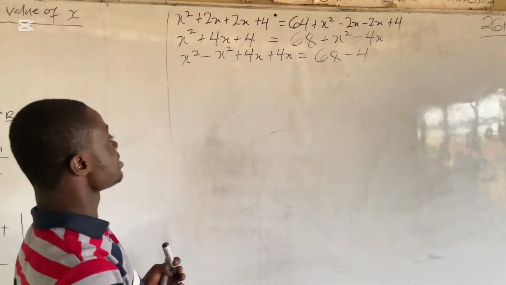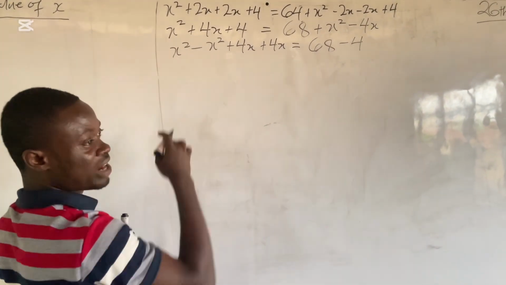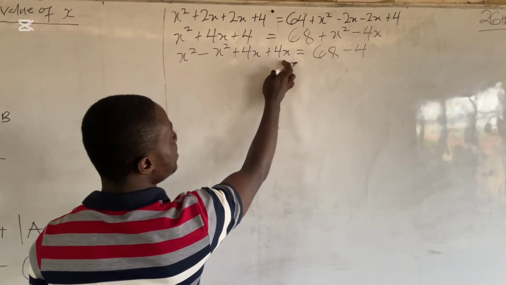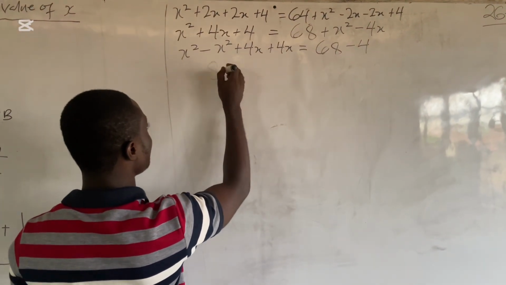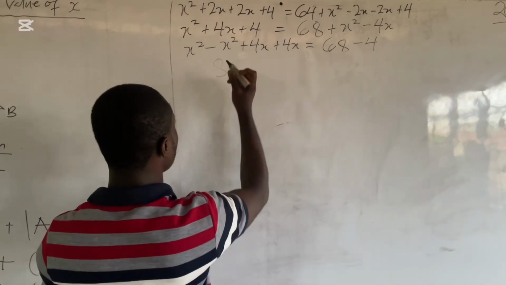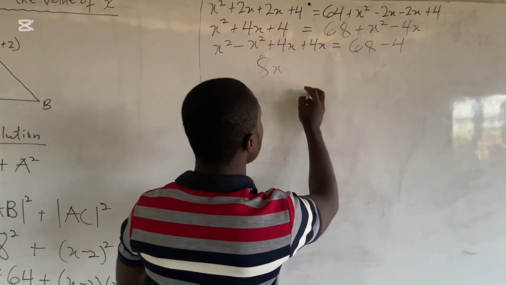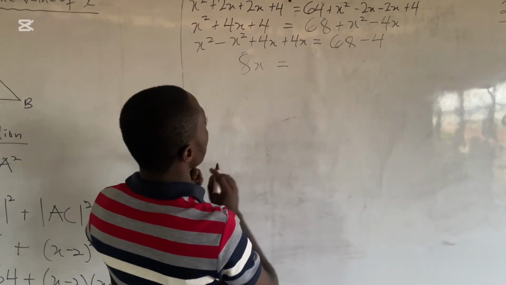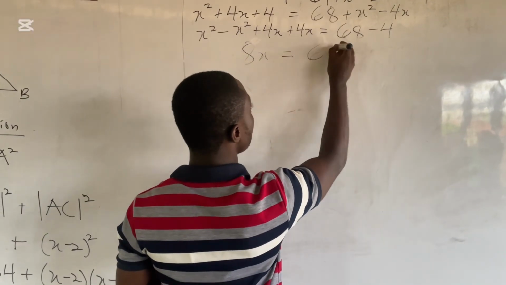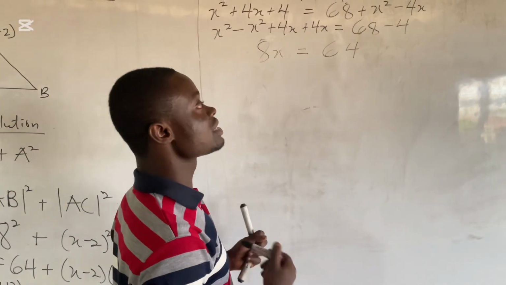Let's continue simplifying it. So x squared minus x squared is like 1 minus 1, which is 0. Okay, plus 4x plus 4x gives us 8x. So here we have 8x, to be equal to 68 minus 4, which gives us 64. Yes, 68 minus 4 gives us 64.